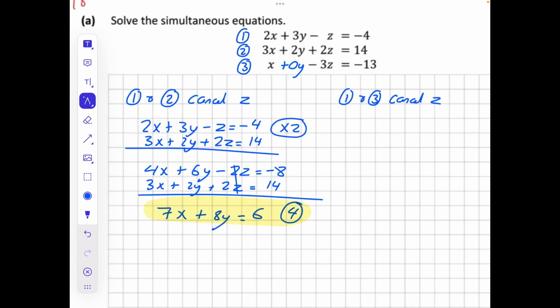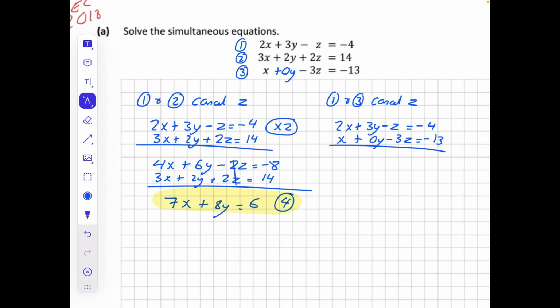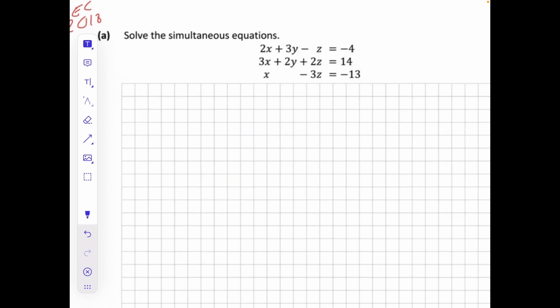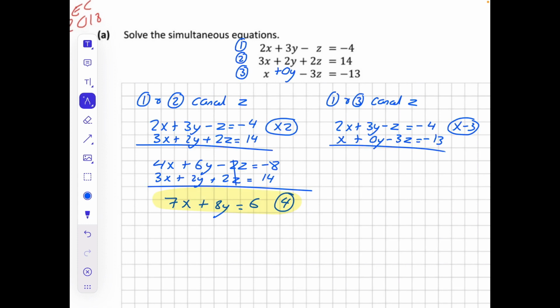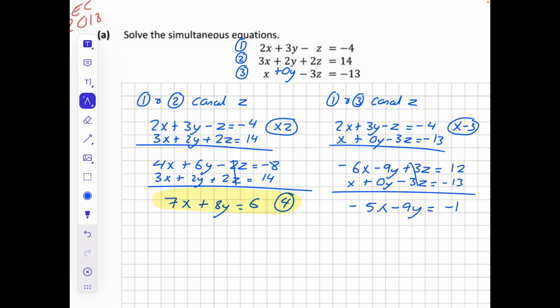And now I'm going to do 1 and 3 and I'm going to cancel z's with those. So we have 2x plus 3y minus z is equal to minus 4, and x plus 0y minus 3z is equal to minus 13. Okay, I need to cancel z's again, so I need to multiply that top line by negative 3 to get a positive 3z. So it'll be minus 6x minus 9y plus 3z is equal to positive 12. And the bottom line, leave it alone. Okay, the z's will cancel. So we have minus 6x plus x, which will give me minus 5x. Minus 9y plus 0y will give me minus 9y is equal to 12 minus 13 will be minus 1. I'm going to call that equation 5. So that's step 1 and 2 done.